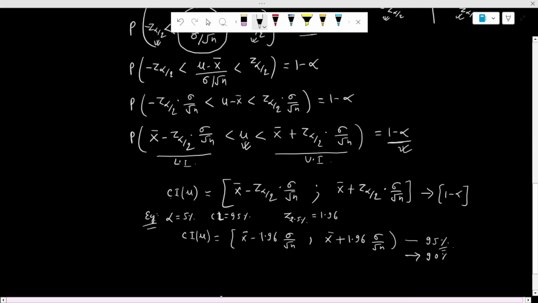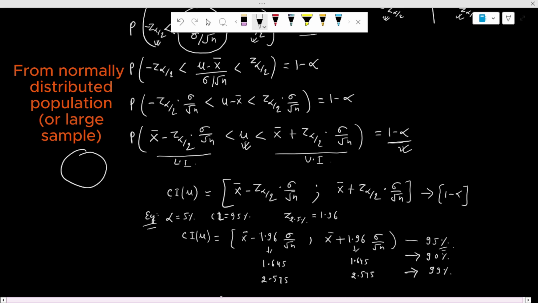Similarly, for a 90% confidence interval, our alpha will be 10%, and we substitute this 1.96 by 1.645, so we'll get our 90% confidence interval. And if we want our 99% confidence interval, then we substitute it by 2.575, and we get our 99% confidence interval.